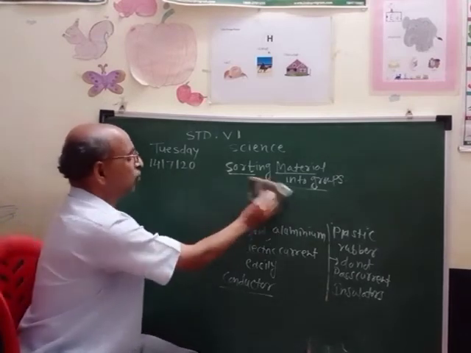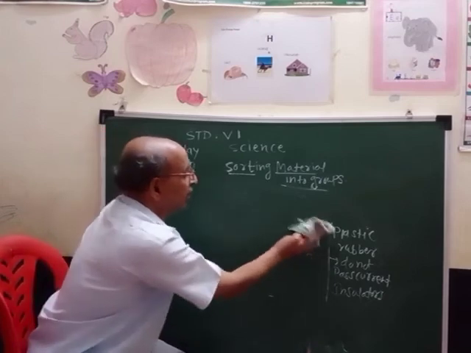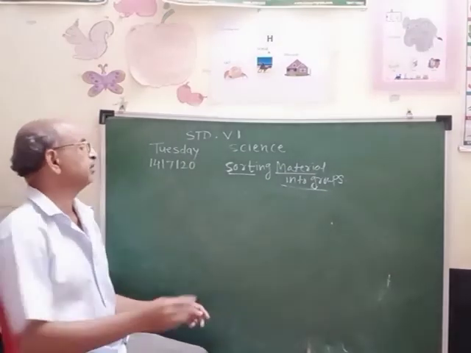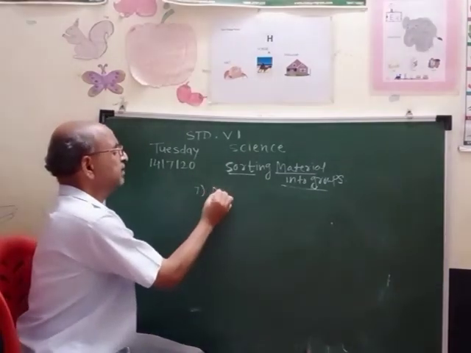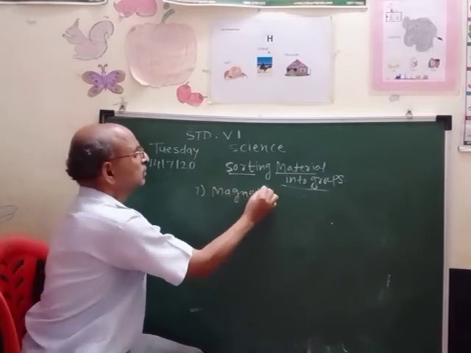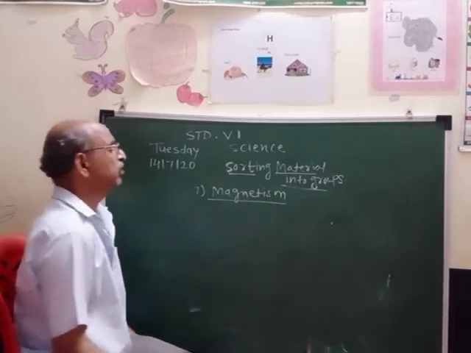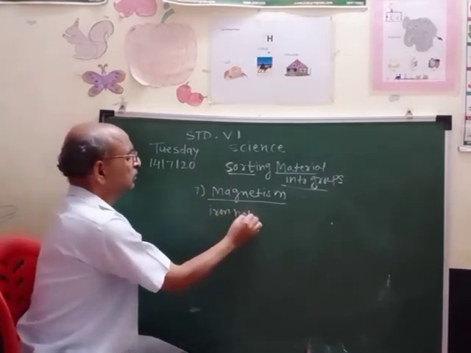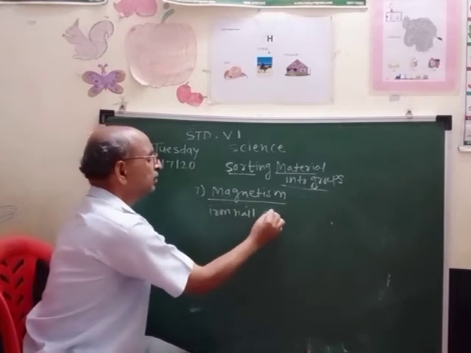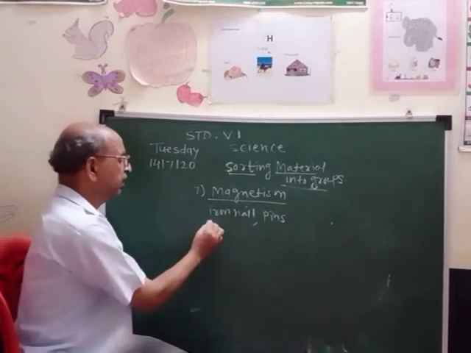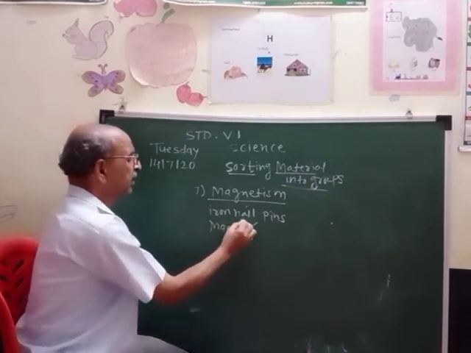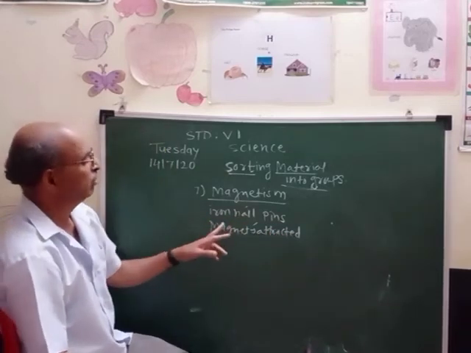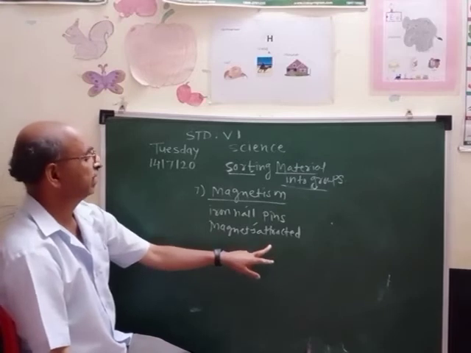Now we see the last property of materials on which we can make groups. That is the last point of our chapter. The last is magnetism. All of you know about magnetism. Iron nails or pins, when brought near a magnet, get attracted. These iron nails and pins, when you bring them near the magnet, are attracted towards it.